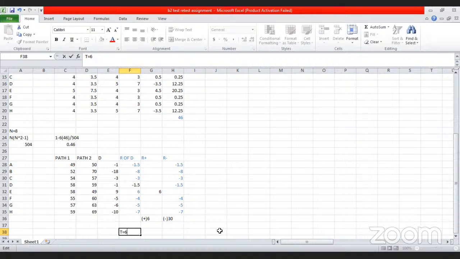Now we have to check the table value, and our sample size is very small, that is 8. When the sample size is smaller than 25, then we have to calculate the T only, and when it is higher than 25, we have to calculate the W. We have to find out the z score first, then we have to do the W score. Now our sample size is very small, that is 8 only. So we are just computing the T, that is 6. And we have to check the table value.